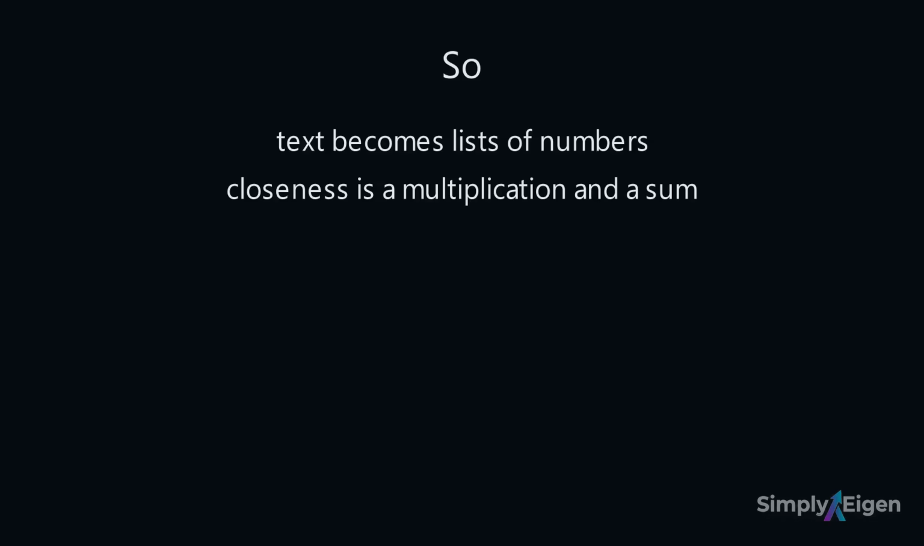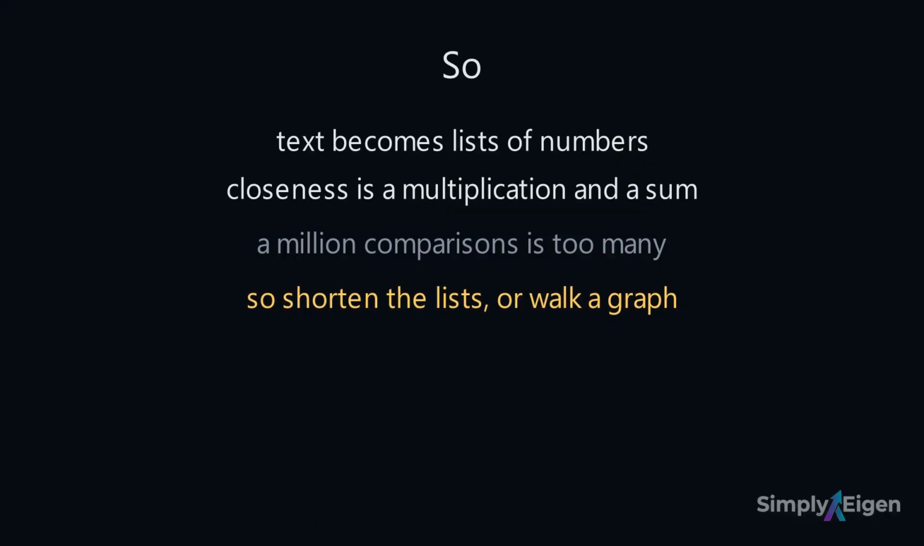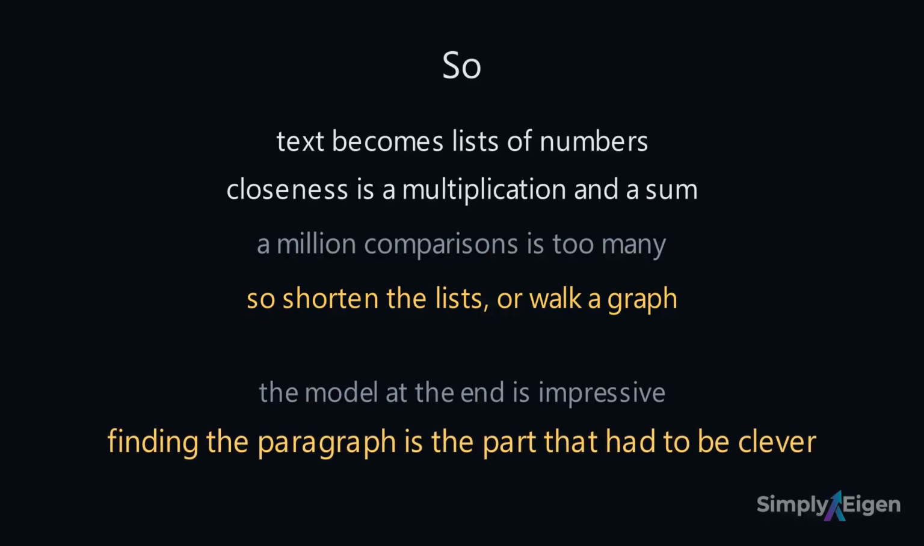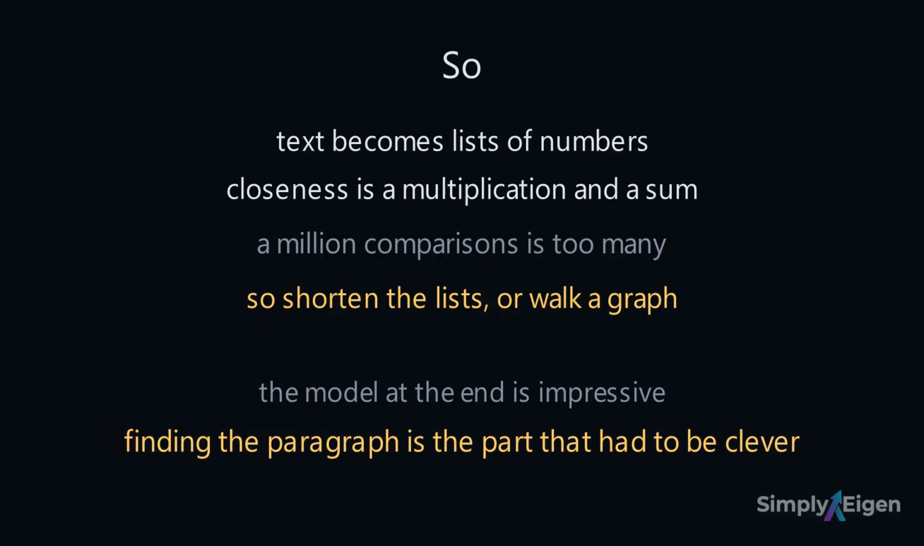So, text becomes lists of numbers. Closeness is a multiplication and a sum. And because 1,000,000 comparisons is too many, you either shorten the lists using a theorem that promises far more than it needs to, or you build a graph and walk downhill through it, accepting that you will sometimes miss. The model at the end is doing something impressive. Finding the paragraph is the part that had to be clever.